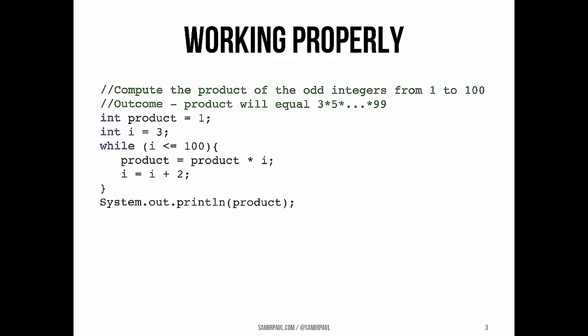We're calculating the product of all the odd integers from 1 to 100. So you can see we start with a variable product, which has the value 1, and we're starting our loop at I equals 3. As long as I is less than or equal to 100, we are multiplying product by the current value of I and storing that back into product, and then incrementing I by 2. Finally, at the end, when we exit the loop, we print the product. That's correct. That works.